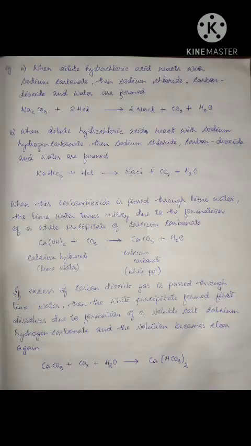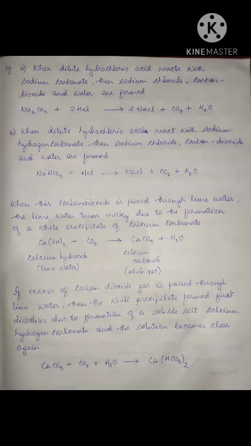For example, when dilute hydrochloric acid reacts with sodium carbonate, then sodium chloride, carbon dioxide and water are formed. And when dilute hydrochloric acid reacts with sodium hydrogen carbonate, then sodium chloride, carbon dioxide and water are formed.